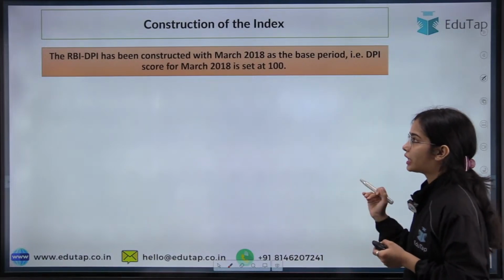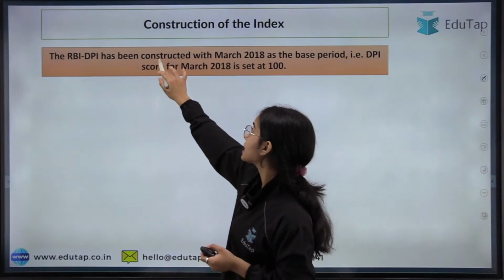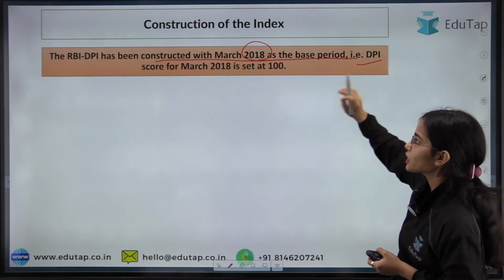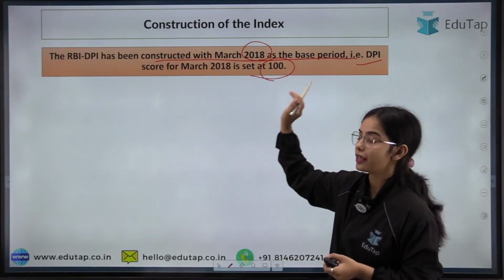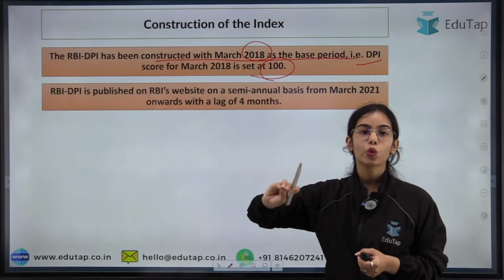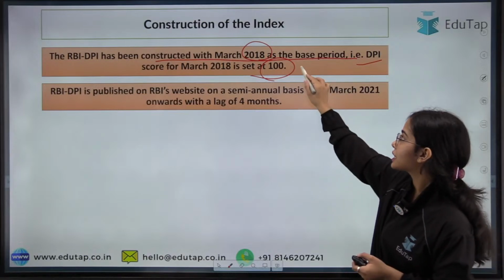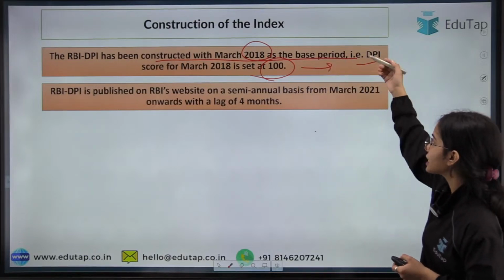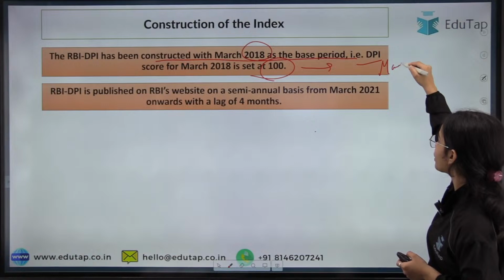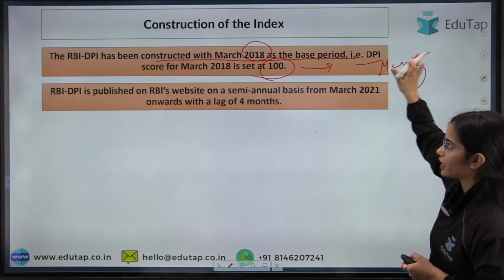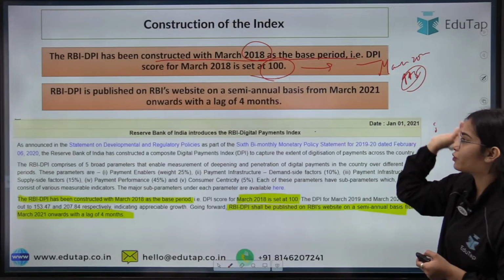So now, construction of the index. The RBI DPI has been constructed with March 2018 as the base period, that is, the DPI score of March 2018 is set at 100, and against that value the recent values are being compared. So what is the recent value, for March 2024? The recent value is 445.5. You can see the growth from 100 to 445.